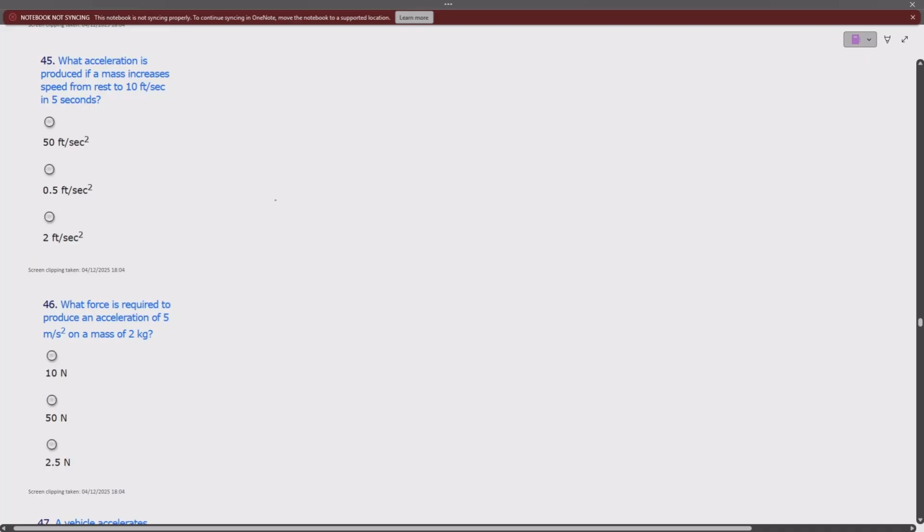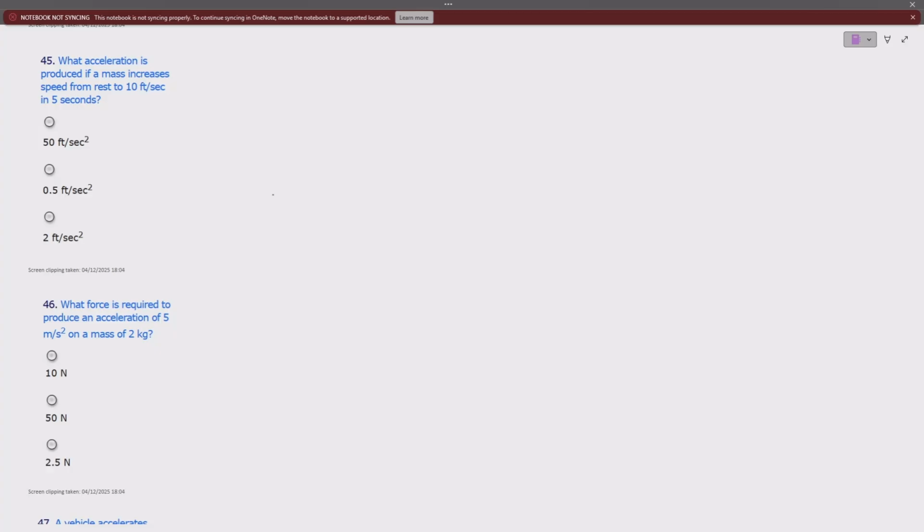What acceleration is produced if a mass increases speed from rest to 10 feet per second in 5 seconds? From rest, initial velocity is 0 meters per second. The final velocity v is 10 feet per second, and time equals 5 seconds. Acceleration is not given.